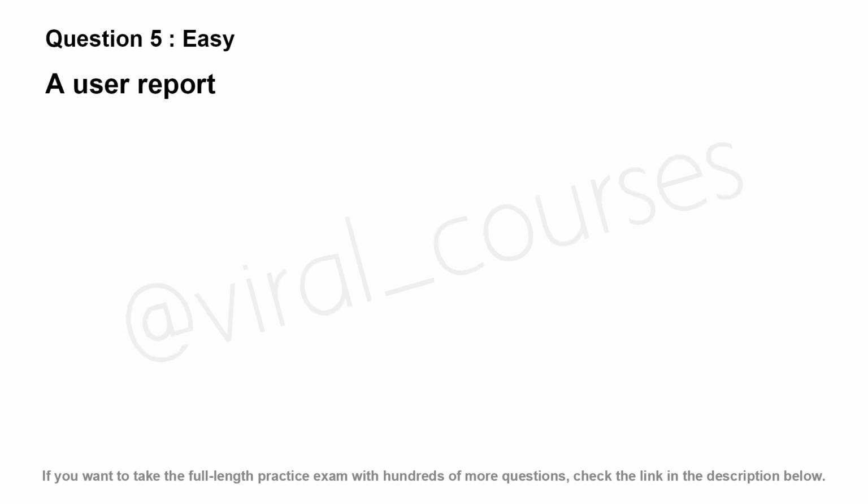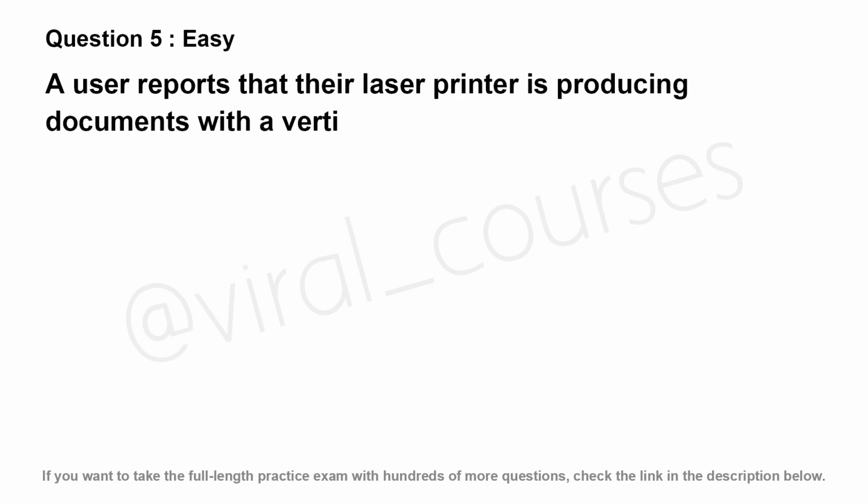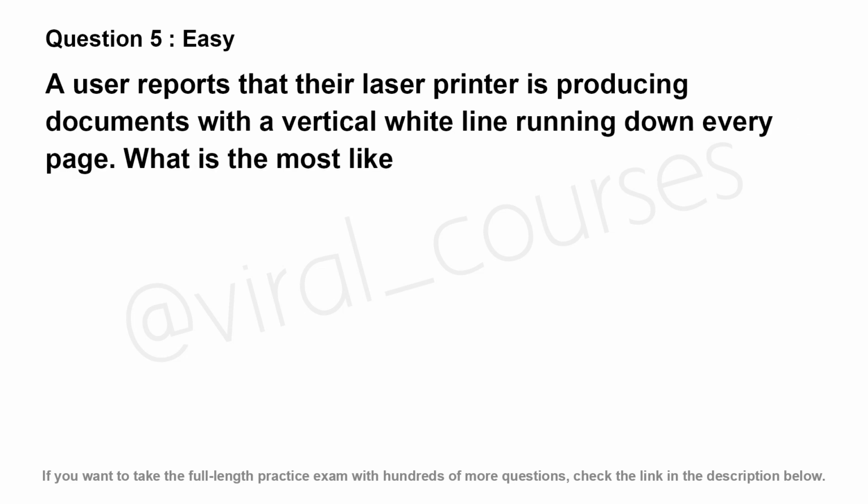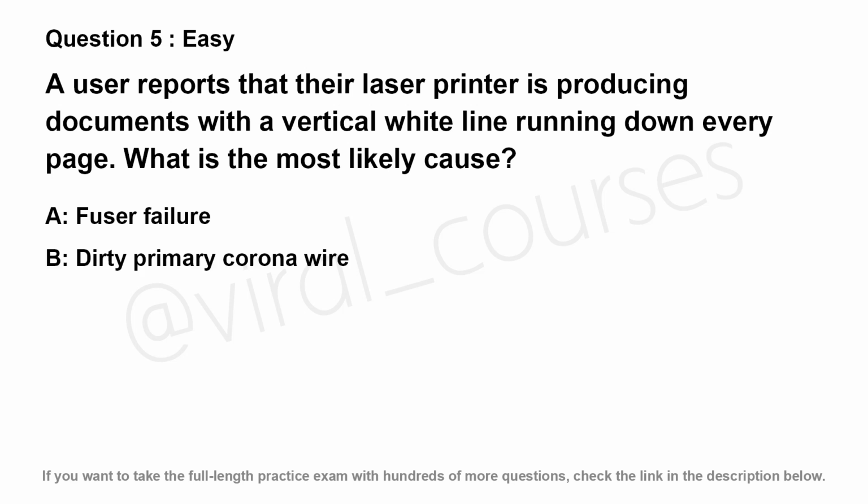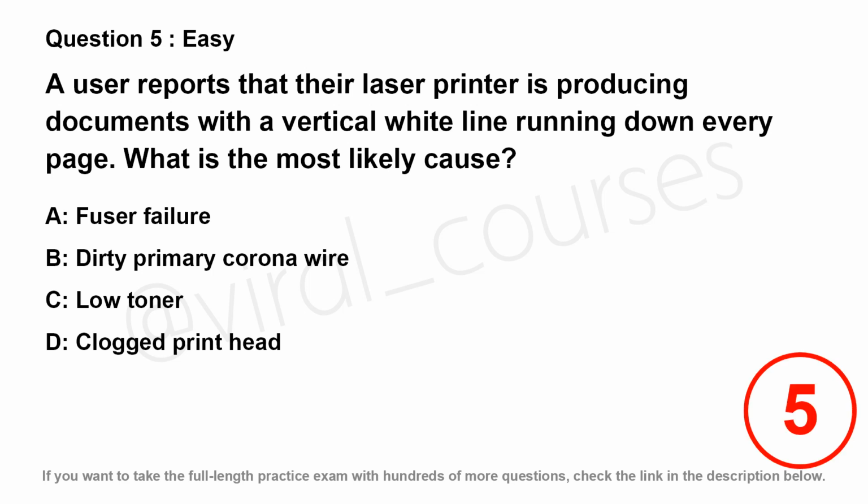A user reports that their laser printer is producing documents with a vertical white line running down every page. What is the most likely cause? Option A, fuser failure. Option B, dirty primary corona wire. Option C, low toner. Option D, clogged printhead.